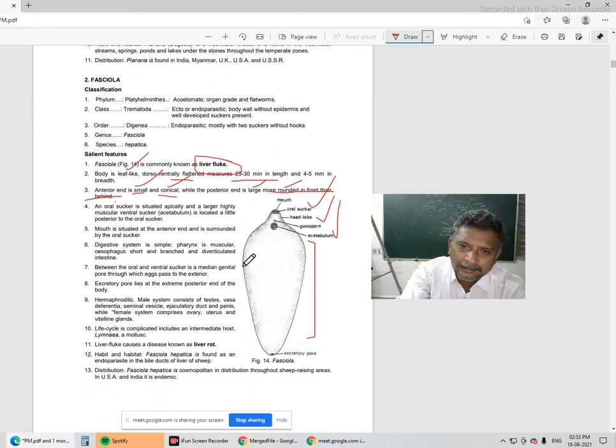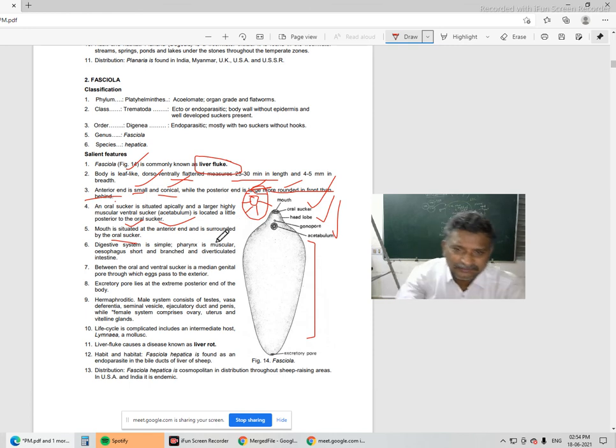Now mouth is situated at the anterior end and surrounded by the oral sucker. Here is the mouth, and the mouth is also circled by suckers. So the mouth is encircled by a sucker.